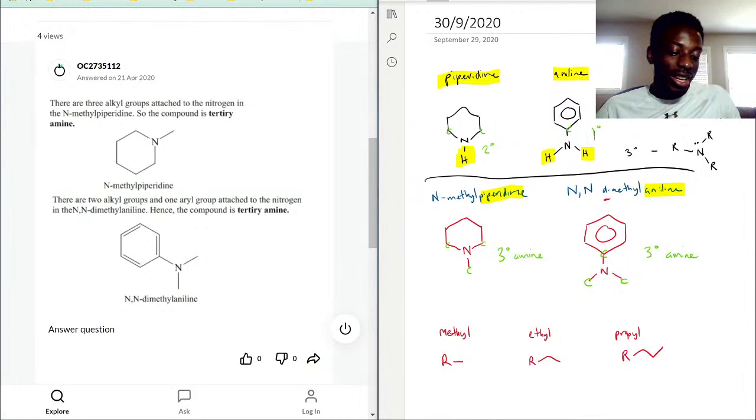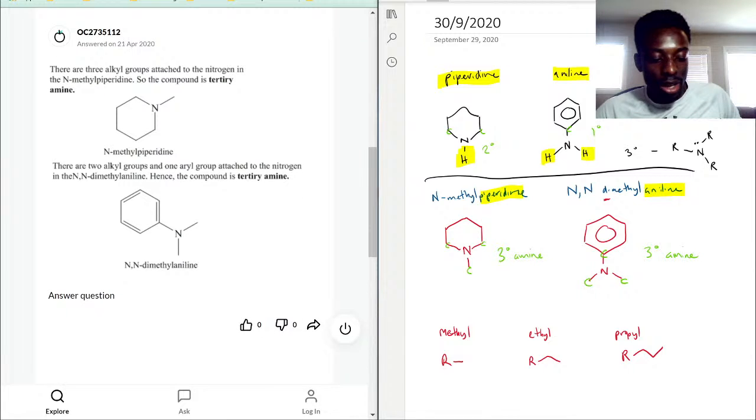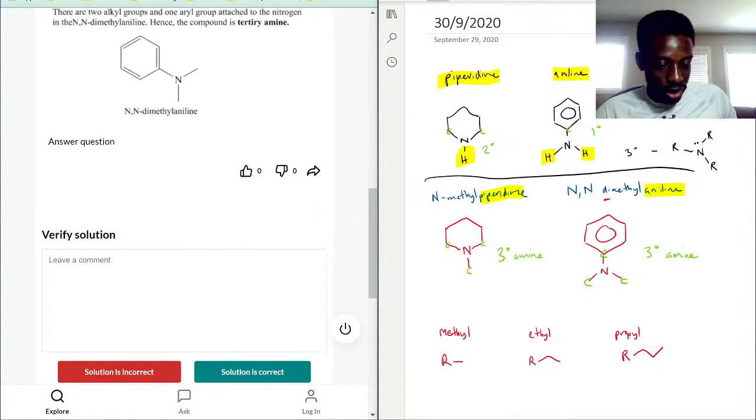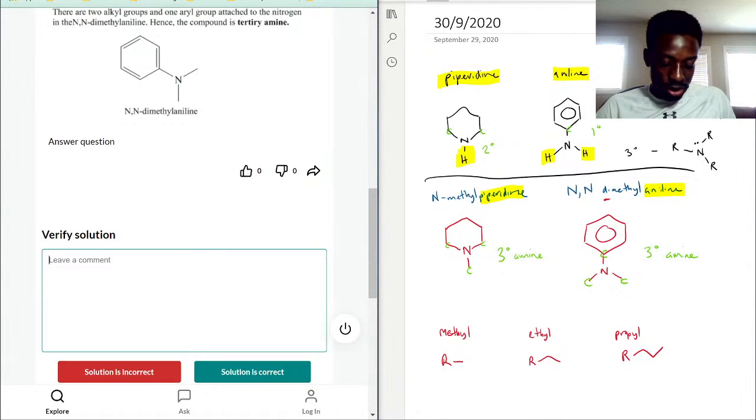As you see here, we have N-methylpiperidine, just a little stick sticking out. That indicates a methyl. And N,N-dimethylaniline, you have that benzene ring, and then you have the N, and then just 2 sticks sticking out. That signifies the 2 CH3s bonded to it. And they both say that they are tertiary, so all this is correct.